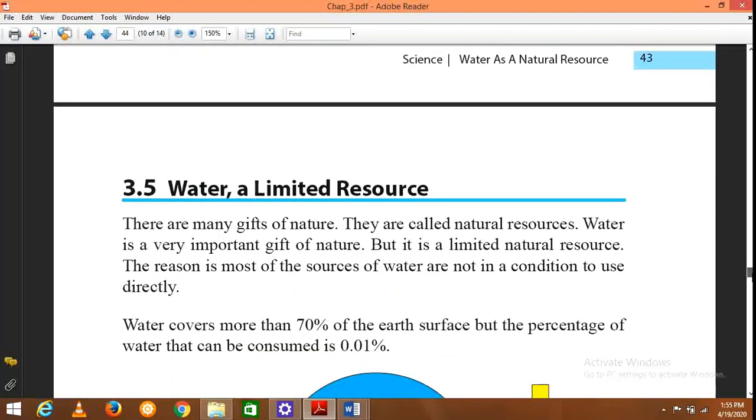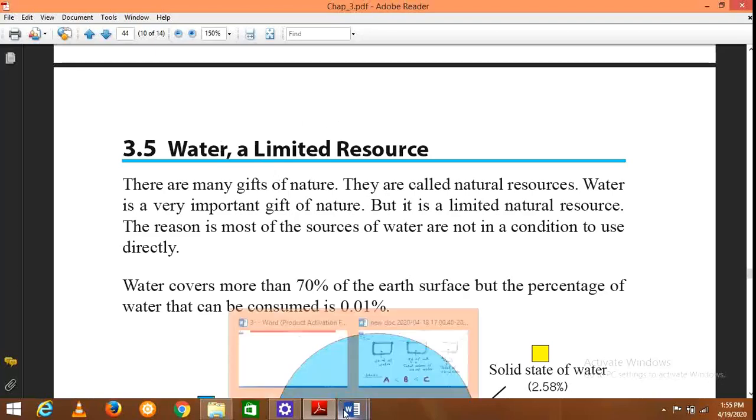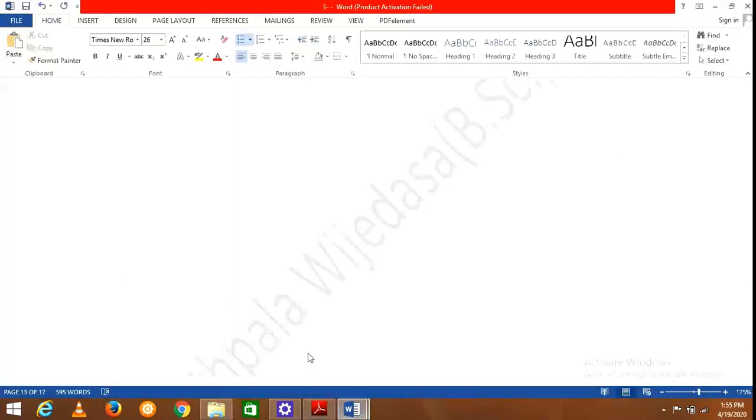Now you know that there are so many importances of water for the maintenance of life, and without water, an organism can end up with death. But we should know again that water, or the consumable water, is a very limited resource. Consumable water is a very limited resource.